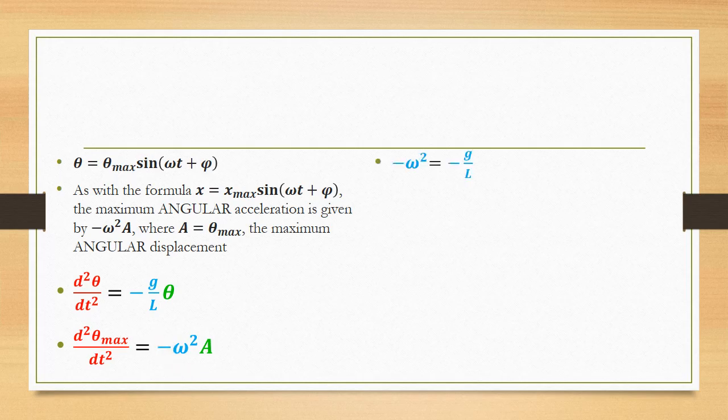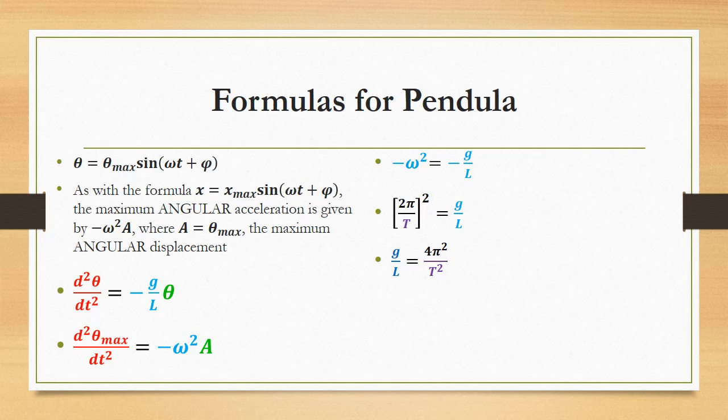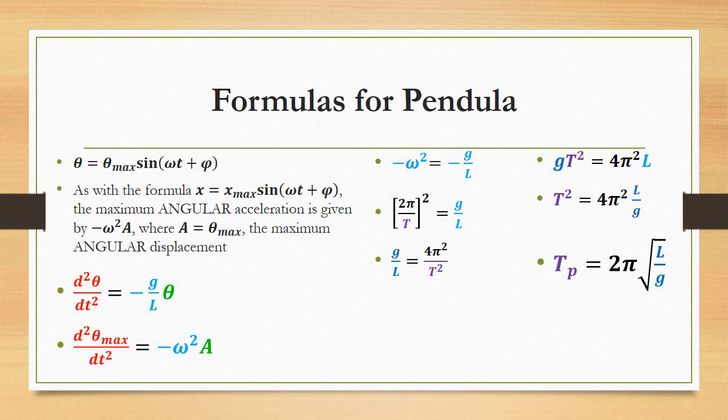So we can do the same thing as before. Negative omega squared is equal to negative g over L. These two blue things just got set equal to each other. Negative signs cancel. Omega is 2 pi over T, which is the period. Squaring both the numerator and the denominator gives us this expression, multiplying both sides now by L and T squared. That gives us g T squared equals 4 pi squared L. And now just divide both sides by g to get T squared alone and isolate T by rooting it. And boom. This is the formula for the period of a simple pendulum.